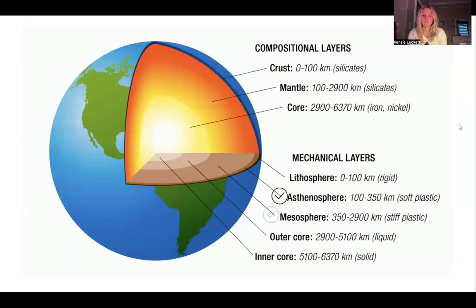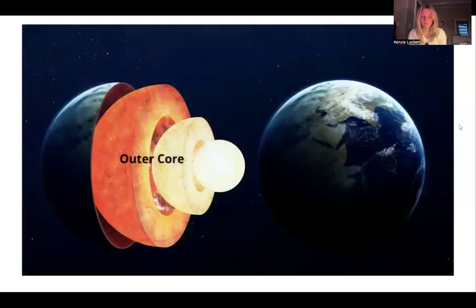The strong lower part of the mantle is called the mesosphere. Rock in the mesosphere flows more slowly than rock in the asthenosphere. The outer core is the liquid layer of the Earth's core, and the inner core is the solid part. The inner core extends from the bottom of the outer core to the center of the Earth.